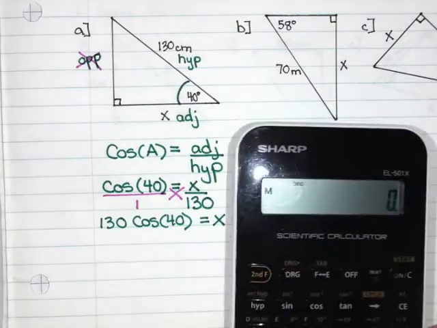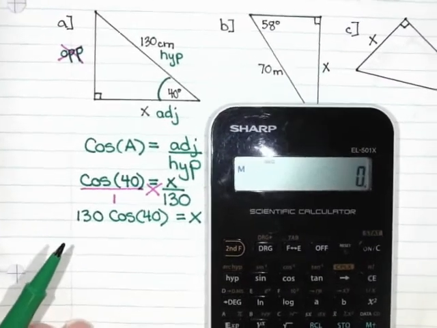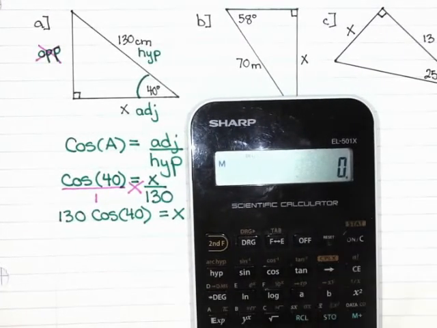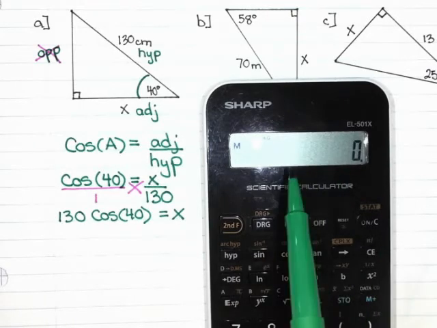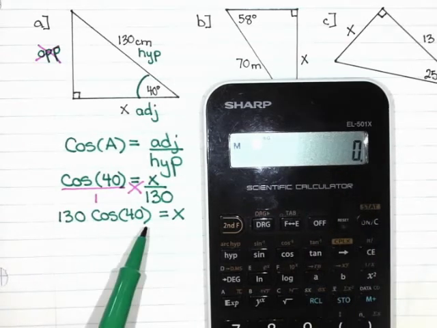So on my calculator, I'm going to do 130 times cosine of 40. So it depends on the kind of calculator you have, what you're going to do. And unfortunately, this is the only calculator I have here with me. Normally at school, I have a bunch of different ones, and I could show you different buttons, but I only have this one with me at home. So if you have a calculator, when you press the word cosine, you actually see the word cosine on your screen. You would just type this in exactly as you see it.